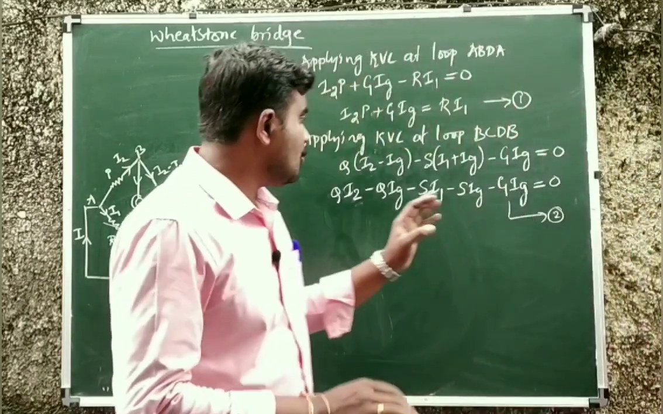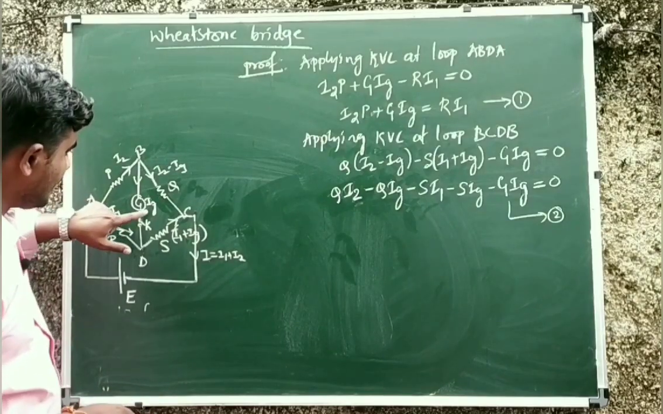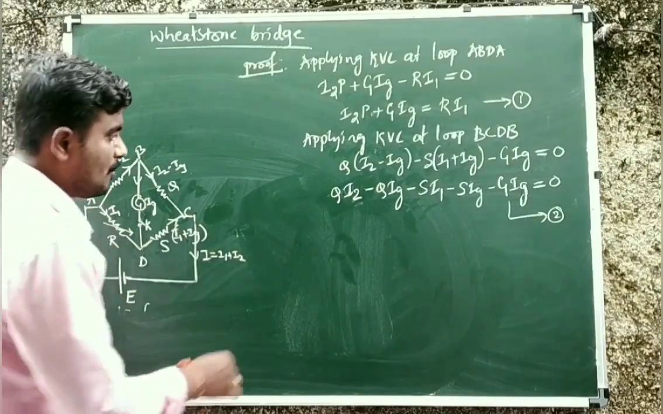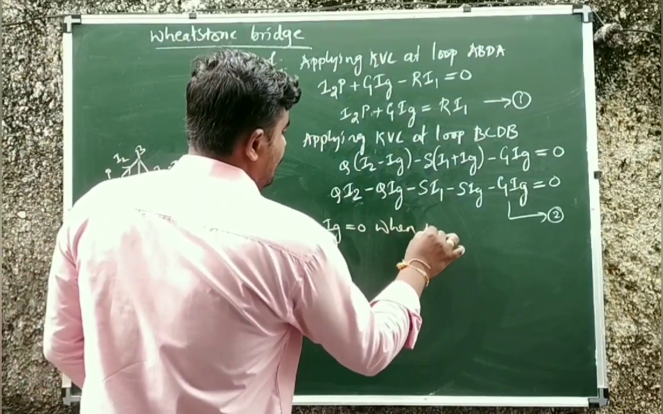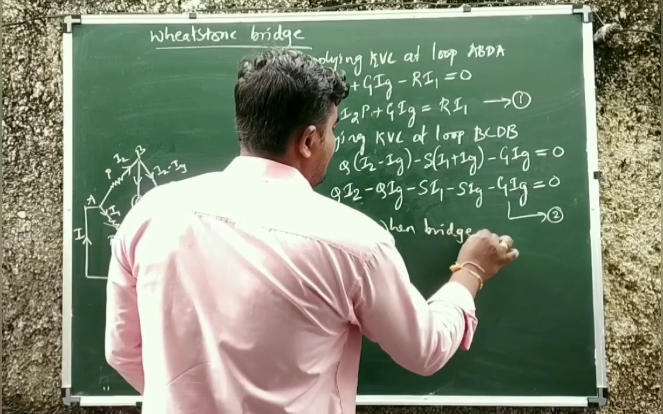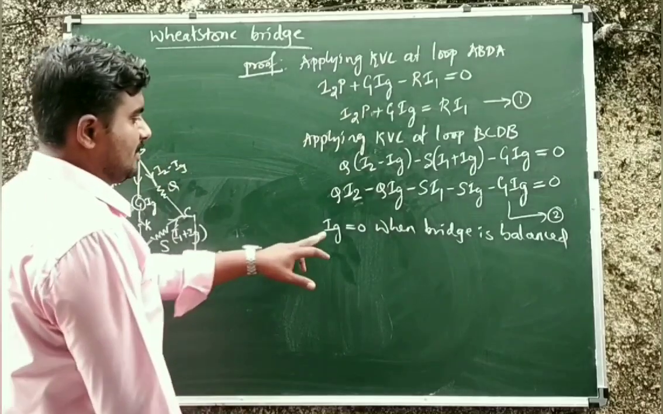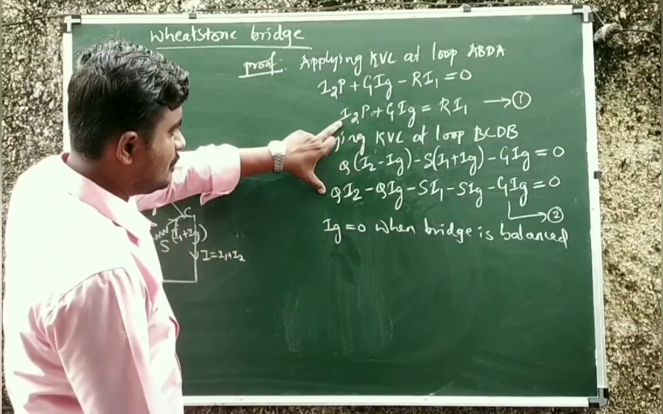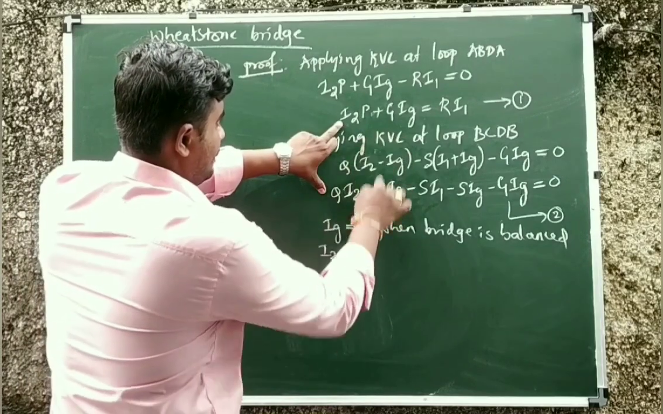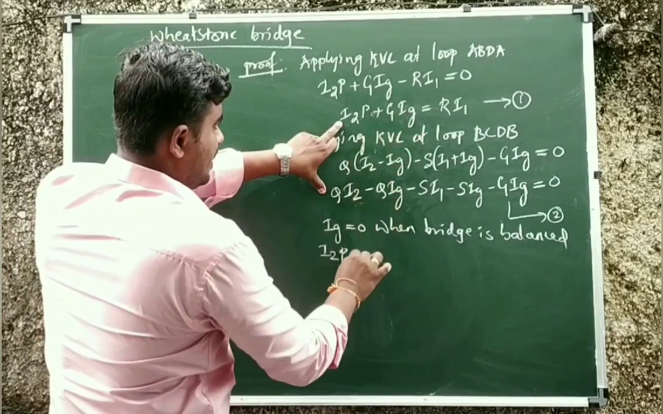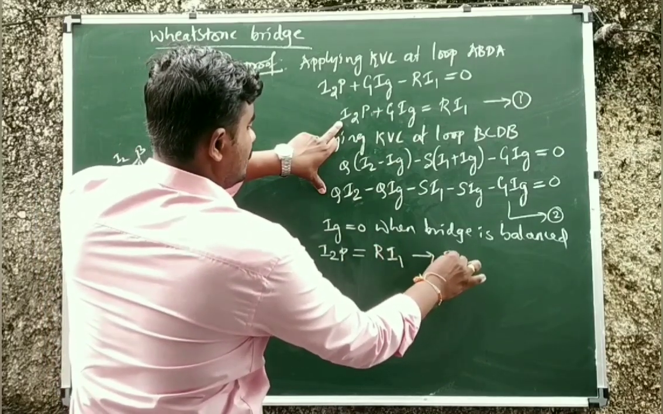But when the bridge is said to be balanced, the current across the galvanometer is how much? 0. Ig is equal to 0 when the bridge is balanced. Substitute this Ig value in equations 1 and 2. What happens? In equation 1, I2P, Ig is 0, 0 into anything is 0. Therefore, I2P is equal to R into I1. Let us call it equation 3.